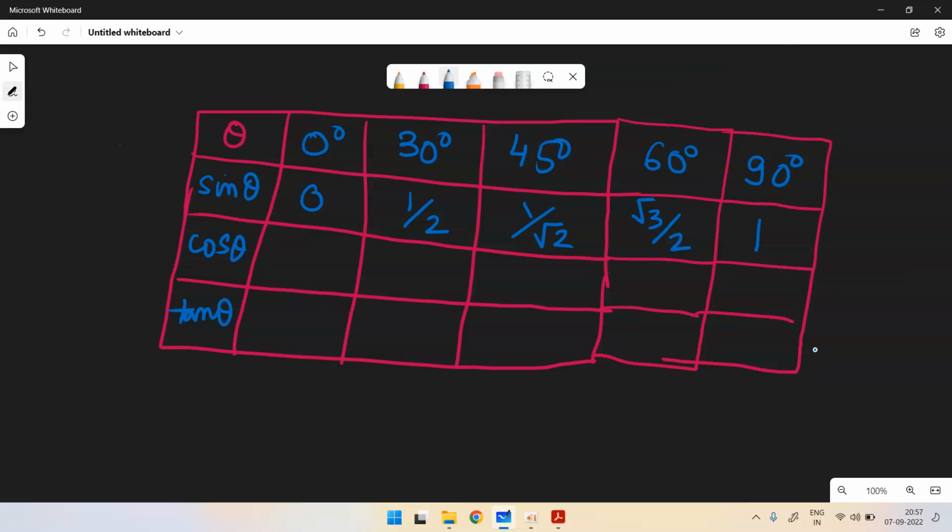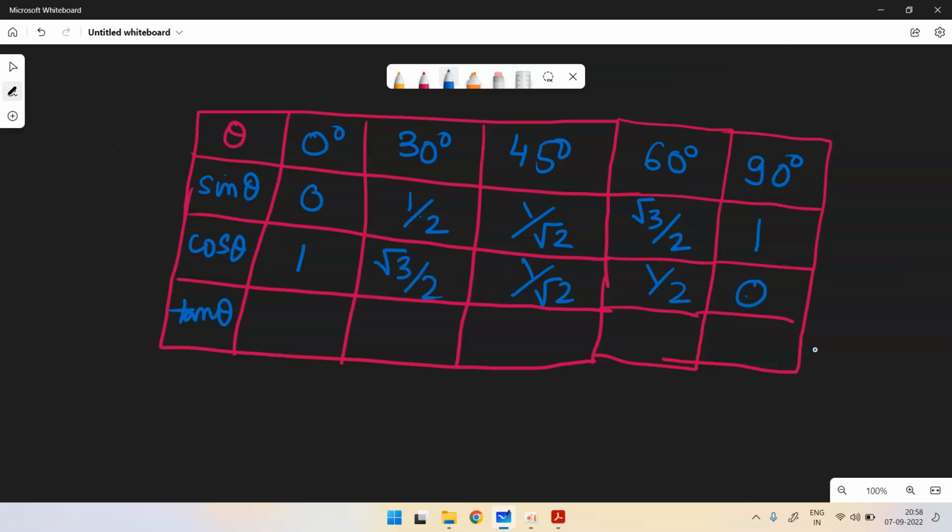Now cos theta. For cos theta, cos 0 is 1 and cos 90 is 0. If you remember this one row, 0, half, 1 by root 2, root 3 by 2, 1, you just need to reverse it. So for cos, this is 1, this is root 3 by 2, this is 1 by root 2, this is half, and this is 0.